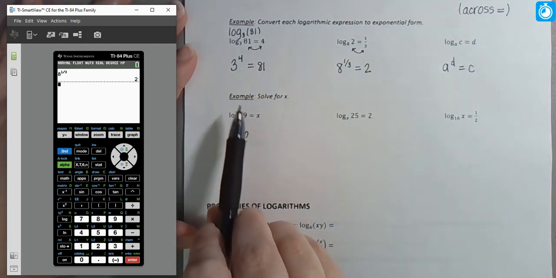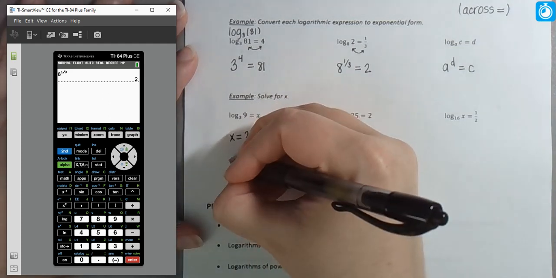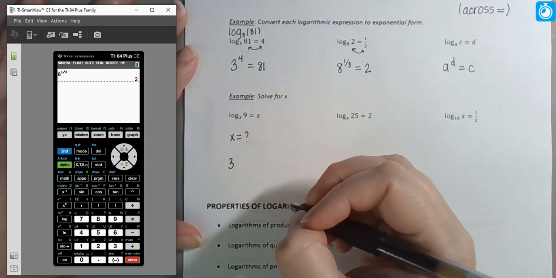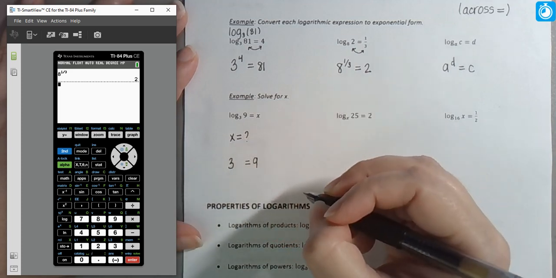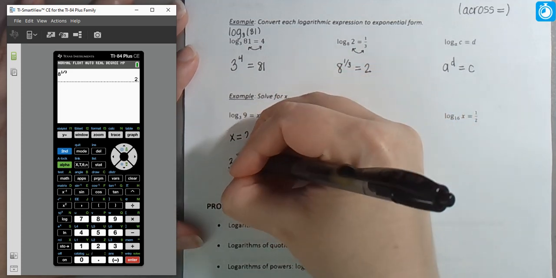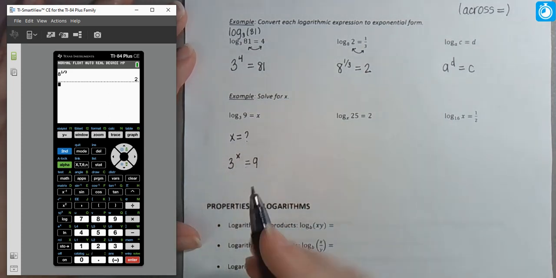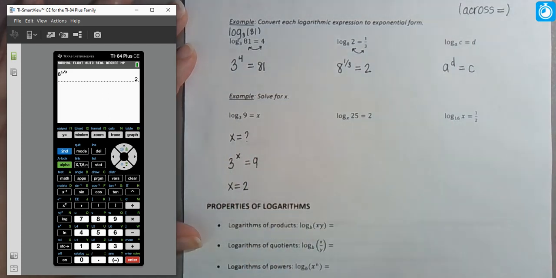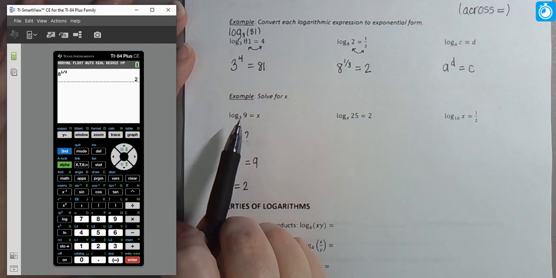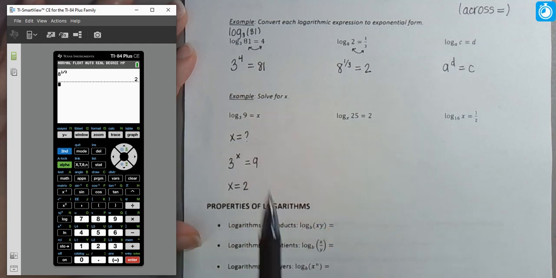Well, if we're not sure, rewrite this in exponential form. So the base of the logarithm becomes the base of the exponent, okay? And then we want it to be equal to 9. And so x, our unknown, is the exponent that relates those two values. So 3 to what power gives me 9? Well, 3 to the second power gives me 9. So x is equal to 2.